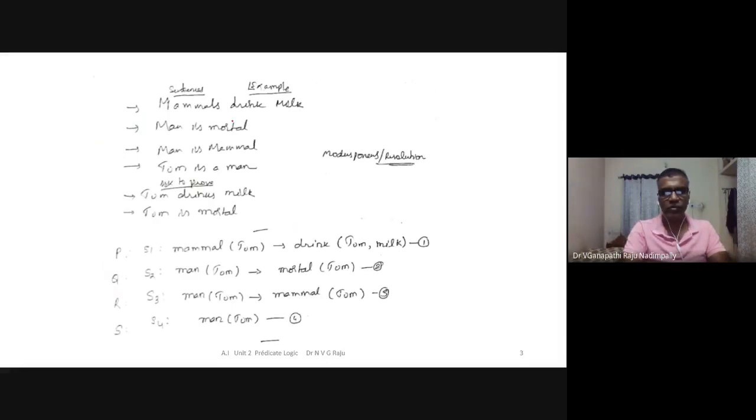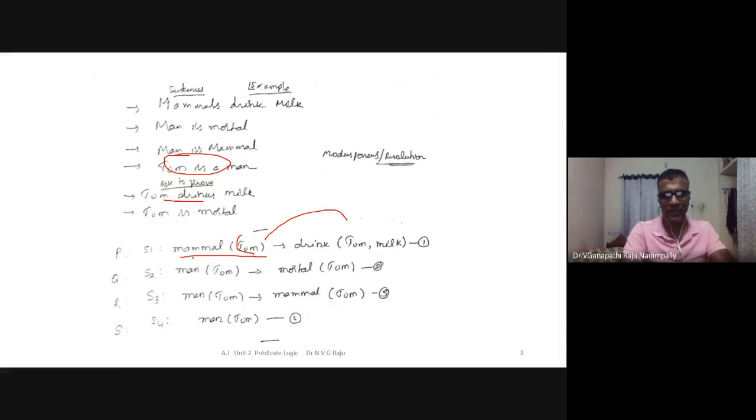Now what we have to do: we got the sentences, and we have to represent them in the form of syntax. I already know that Tom is a mammal and mammals drink milk. Here we know that Tom is a mammal, he is a man, and man is a mortal. Then here they have given that Tom drinks milk. Now we will take the negation of this, which we will see within 2 to 3 minutes.